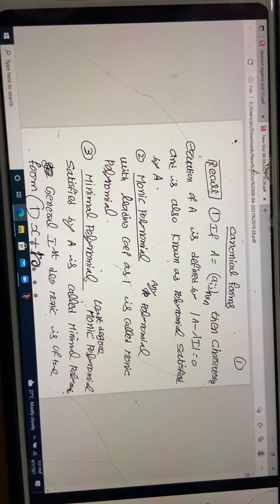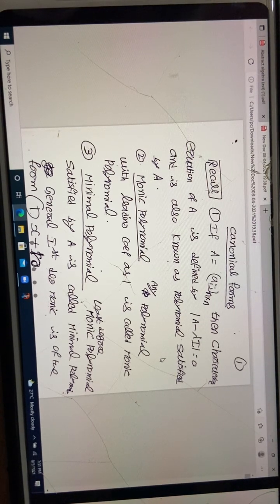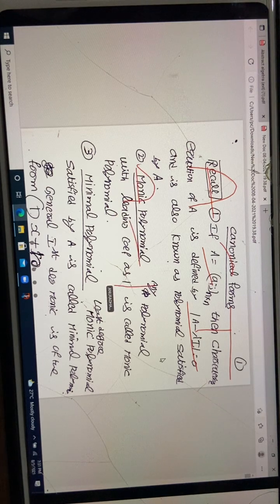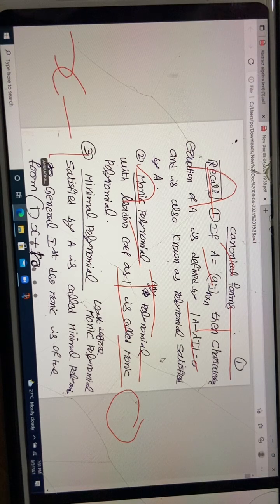Then what is the minimal polynomial? This is satisfied by the characteristic polynomial. But there are many polynomials of degree less than the characteristic polynomial which are still satisfied by A. For example, A is equal to I. So A minus I is 0. That means A is satisfying which polynomial? X minus 1 equal to 0. This is the polynomial satisfied by this.